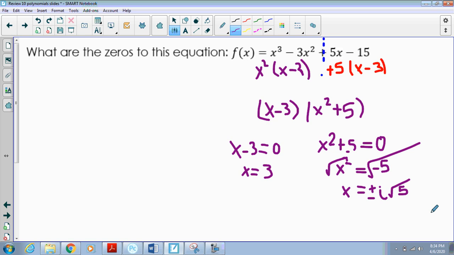So we have three solutions here, right? 3, i square root of 5, and negative i square root of 5.